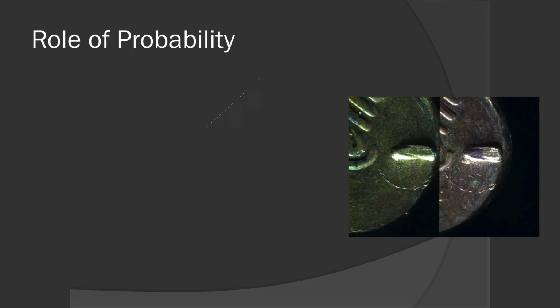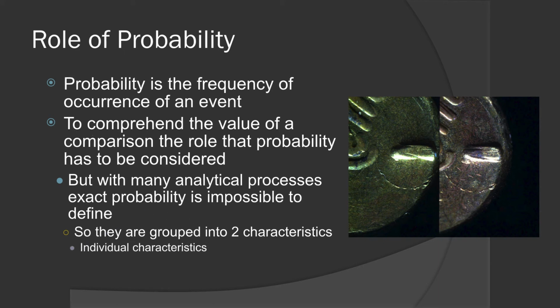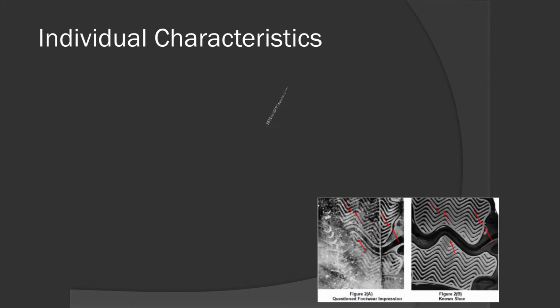And this brings in the role of probability. Probability is the frequency of occurrence of an event. To comprehend the value of the comparison, the role that probability has to be considered. But with many analytical processes, exact probability is actually impossible to define. So they have two groups of characteristics: individual characteristics and class characteristics.